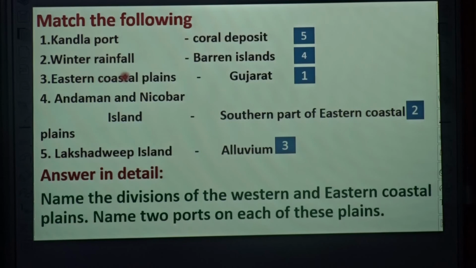Second one, winter rainfall. It is in southern part of eastern coastal plains. Eastern coastal plains, the answer is alluvial soil. So alluvial soil is more fertile and which is present in the eastern coastal plains.